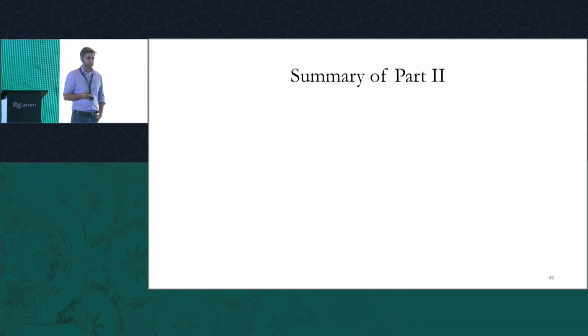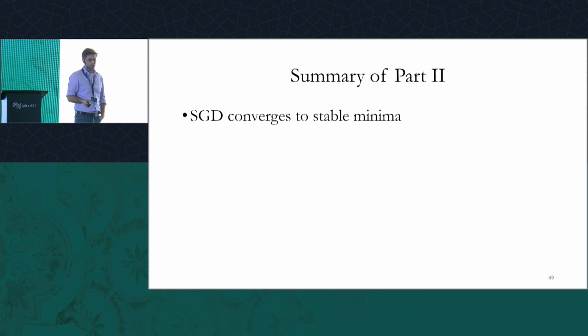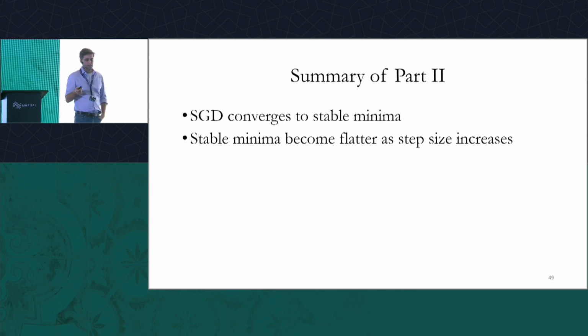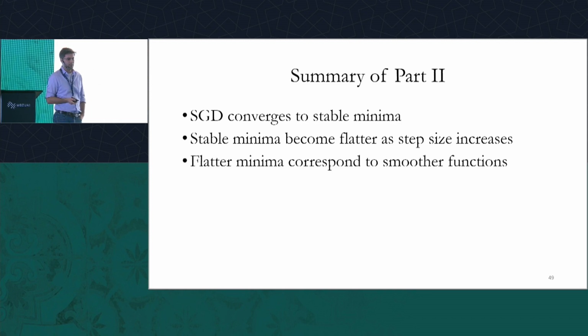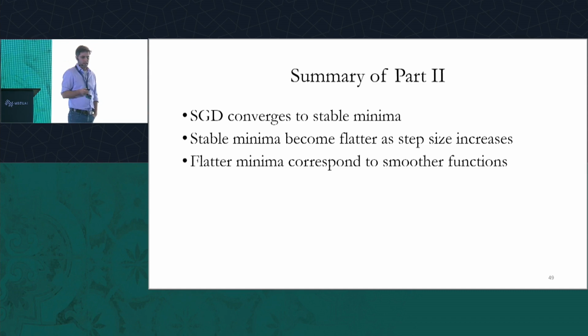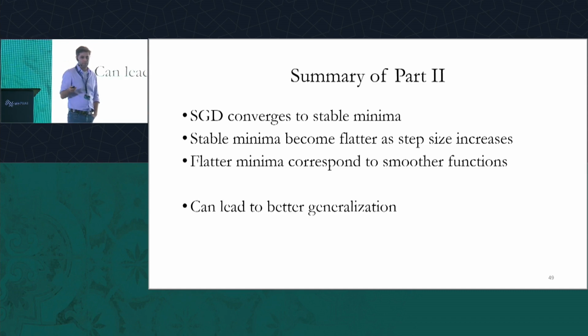Just to summarize this part, we showed that if SGD converges to a stable minimum, then the stable minimum becomes flatter as the step size increases. We must go to a flatter minimum in parameter space, and this flatness in parameter space corresponds to flatness in predictor space, meaning smoother functions. That was the message of this part, and this can also lead to better generalization.